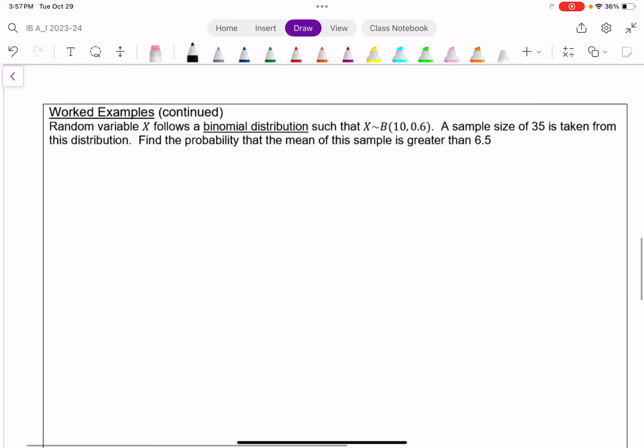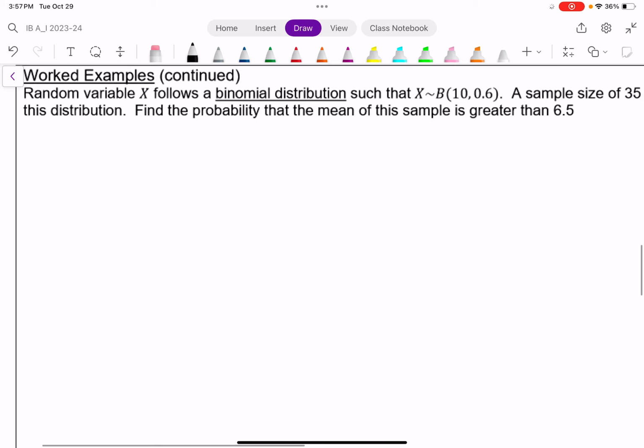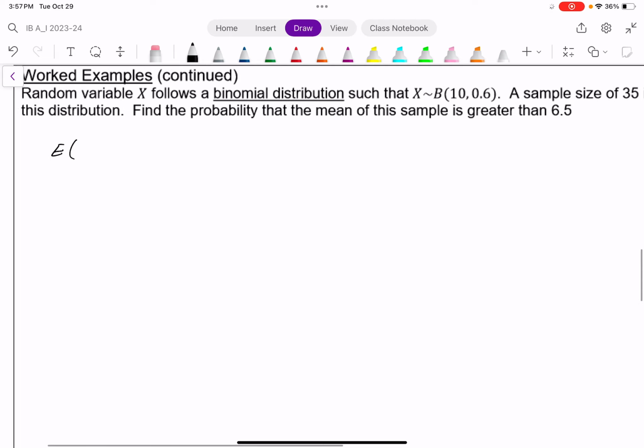The central limit theorem applies to any distribution if we have large enough samples. Here I have a binomial distribution. Recall, a binomial distribution has just the number of trials and the probability of success. First, let's recall a few things about it. The expected value of a binomial distribution is just n times p, the number of trials times the probability of success. So in this case, it's 10 times 0.6, or just 6.